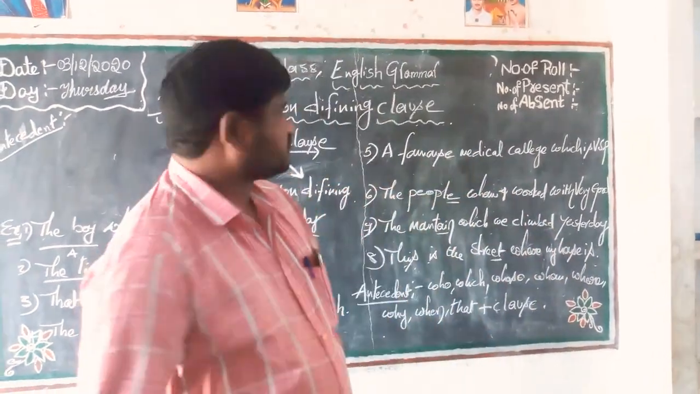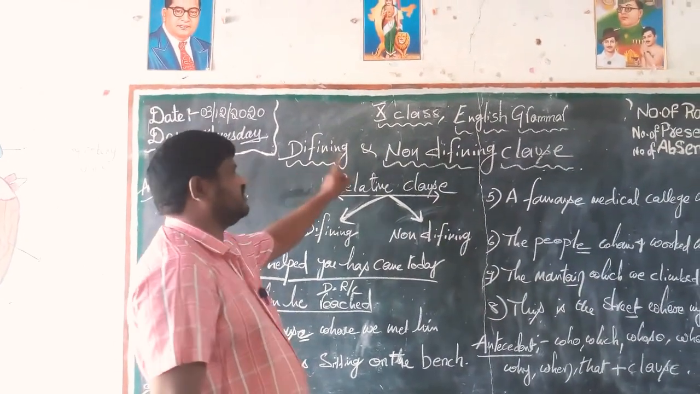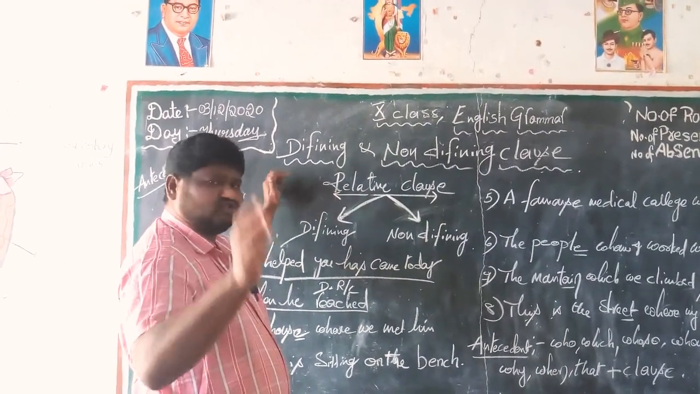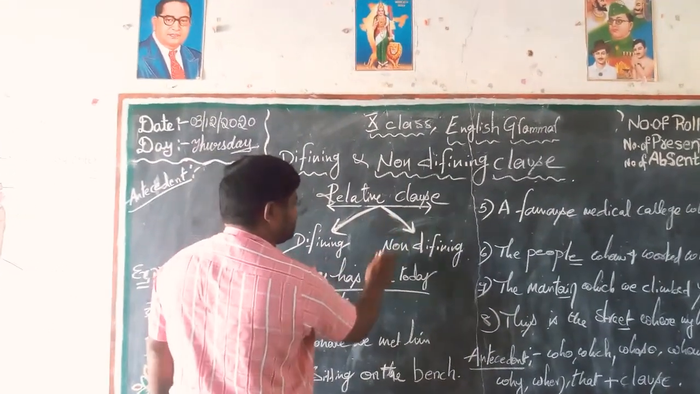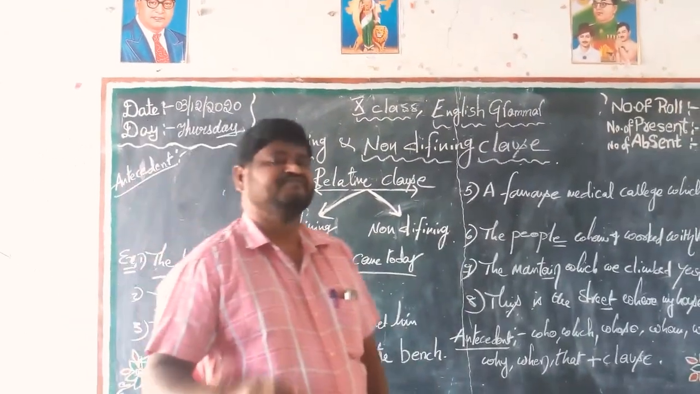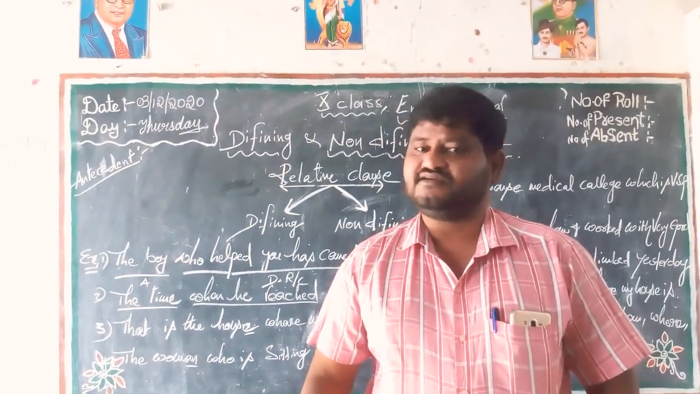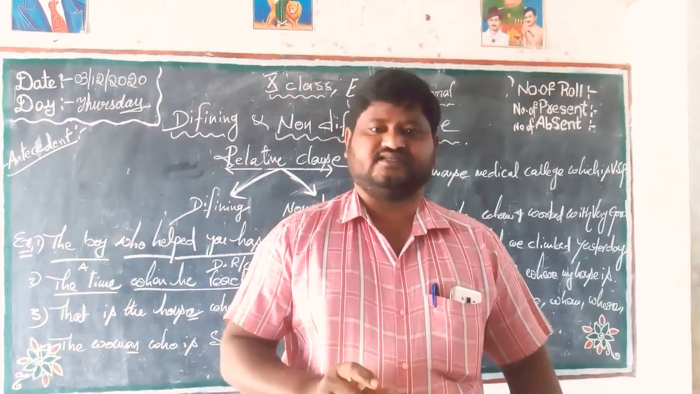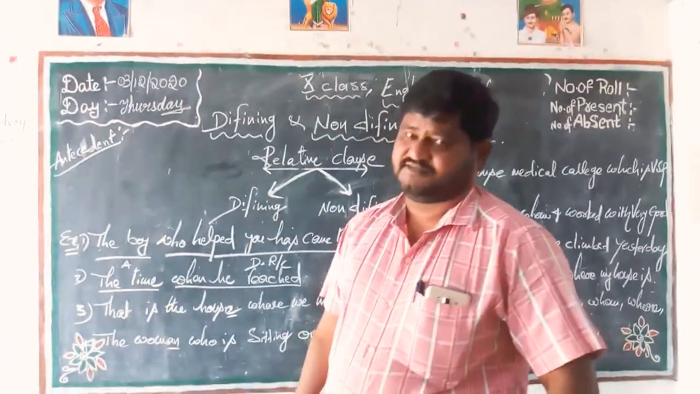Here, when we talk about defining relative class and non-defining relative class, the relative class has two types. The first one is defining relative class and the second one is non-defining relative class. In this video, I am going to teach you only the defining relative class.